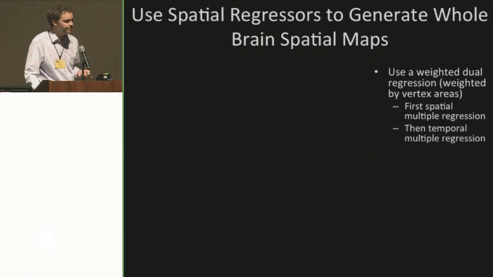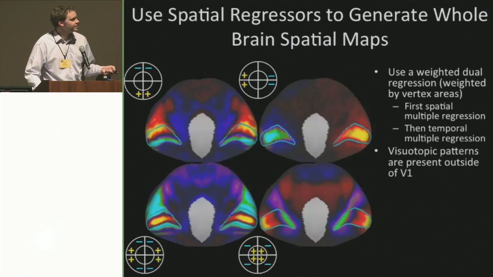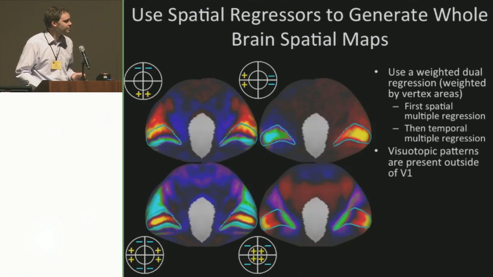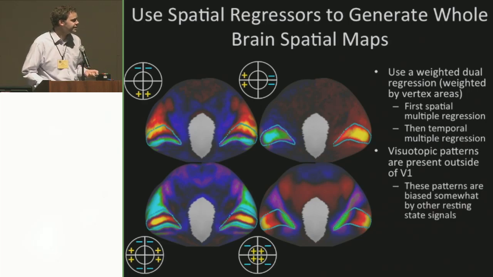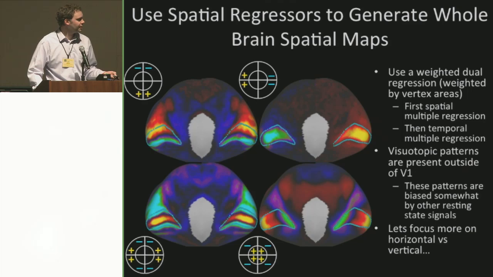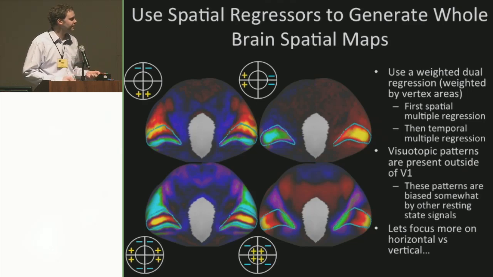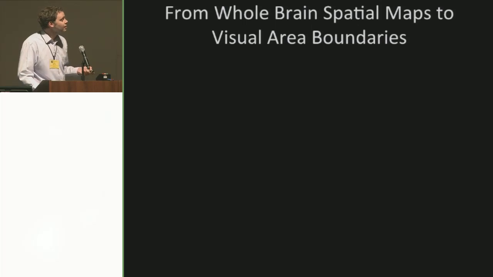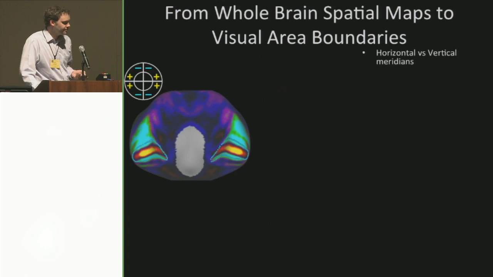And then you take that time course for each spatial map, and again, you multiple regress them into the resting state time series, and you get new spatial maps. So while we were first limited to being only in V1, once we've been through this process, we have whole brain maps here. Although these still are biased a little bit by some other resting state signals. So we'll do a little bit more processing, and we're going to focus on this horizontal meridian versus vertical meridian contrast here. So how do we get some areal boundaries out of this data?